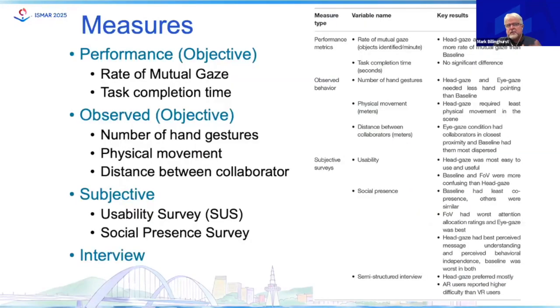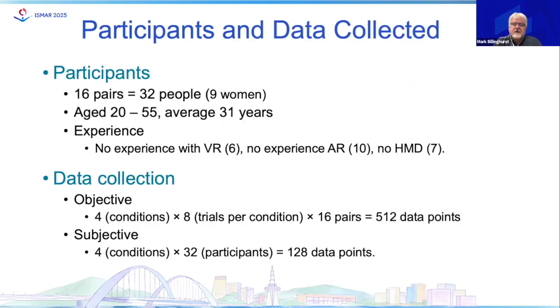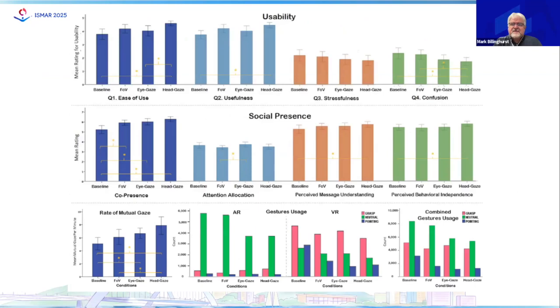Unlike the other experiment, we used a wide variety of measures. We observed how many hand gestures people made. We looked at their rate of mutual gaze, the physical movement people did, and social presence surveys and interviews as well. So a wide range of measures. Here's the data we collected. Here's some of the results. You don't need to remember that.